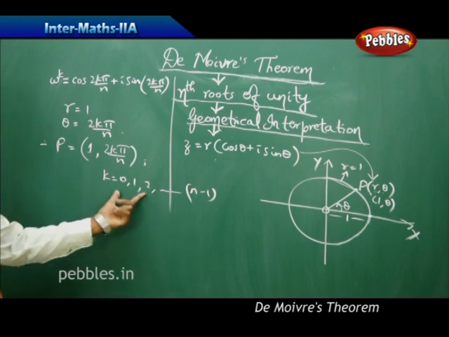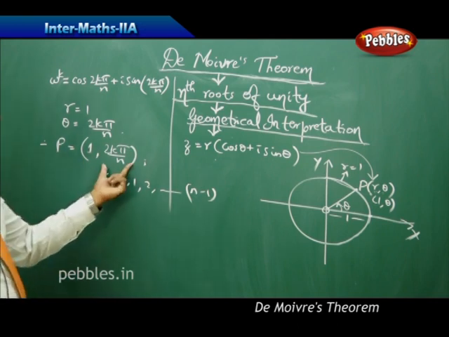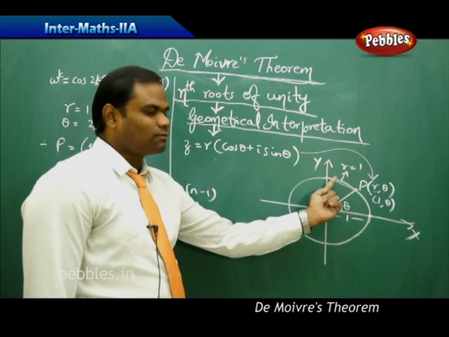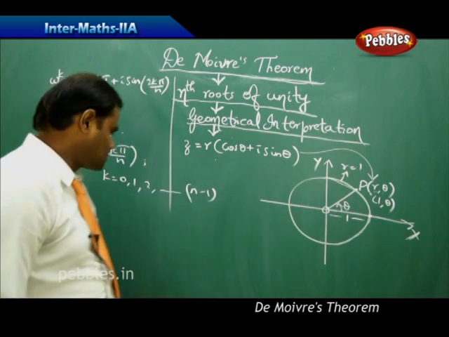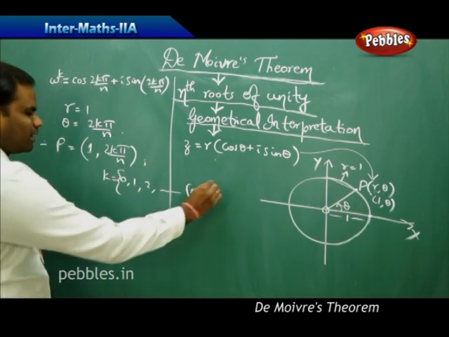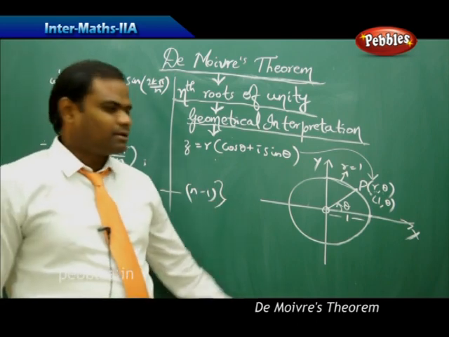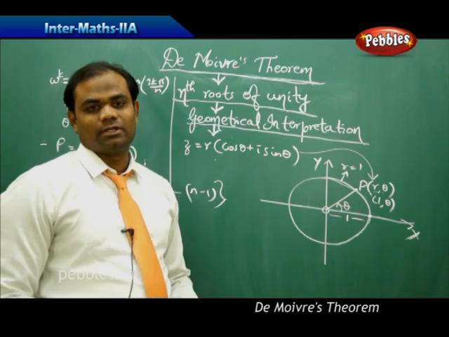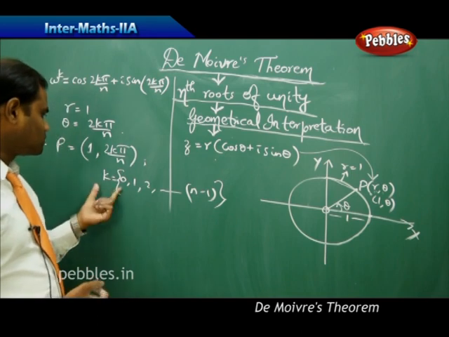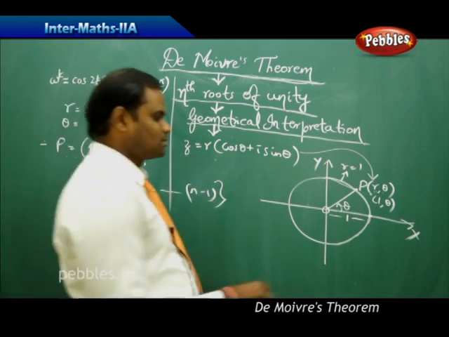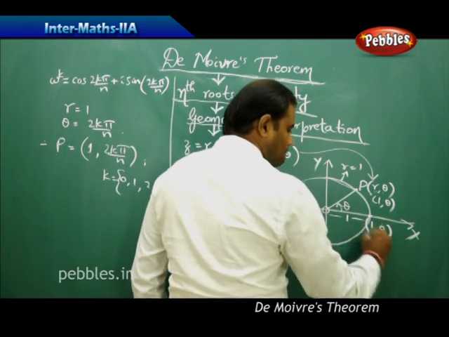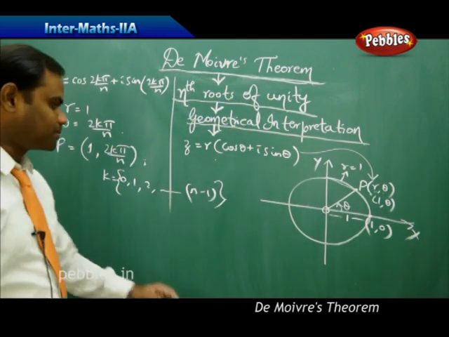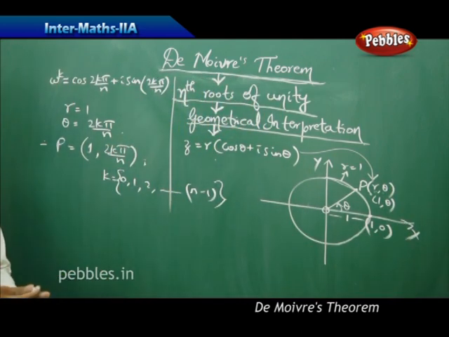So for each k, I have each angle which varies, and hence each point on the unit circle depends on the values of k. Every k gives me every point on the unit circle. Say if I have k equal to 0, then 1 comma 0 lies out here, and then proceeding in this manner.